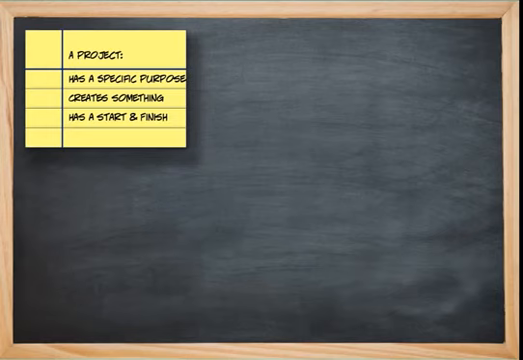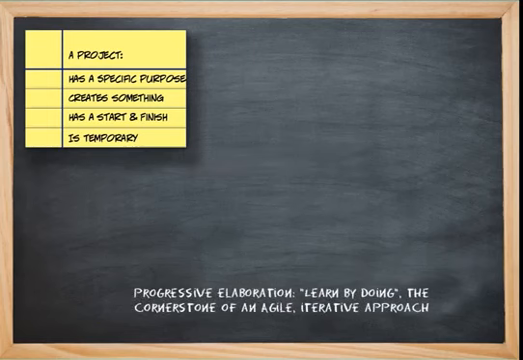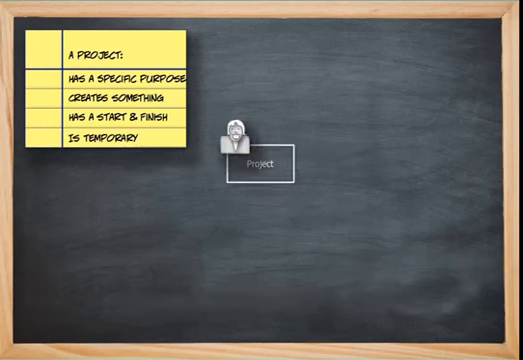start and finish. And as a result, it's temporary. Now the new trend, especially with agile projects, is that projects are progressively elaborated. Now projects, let's draw a project box.